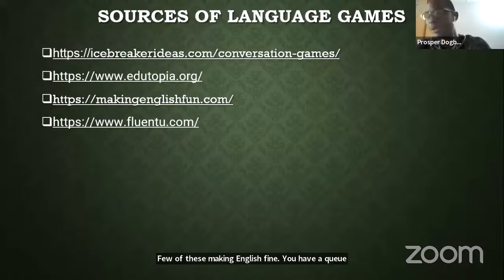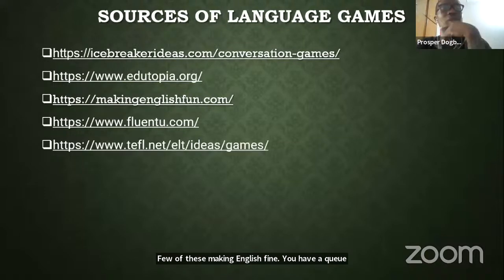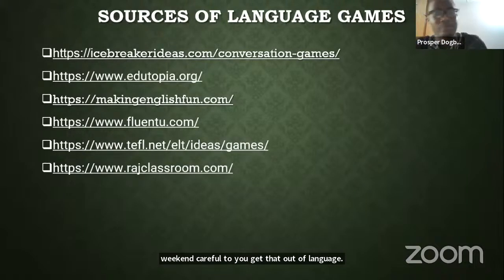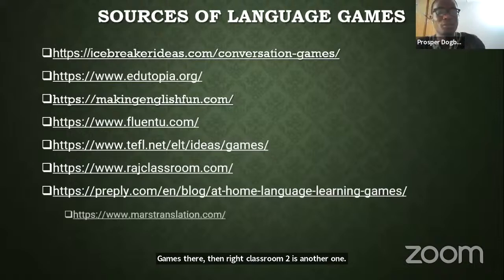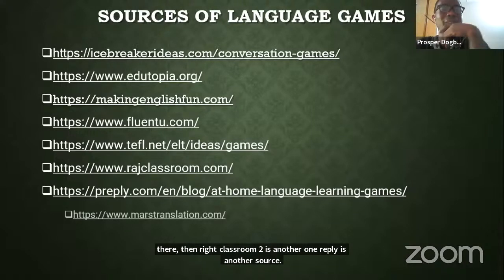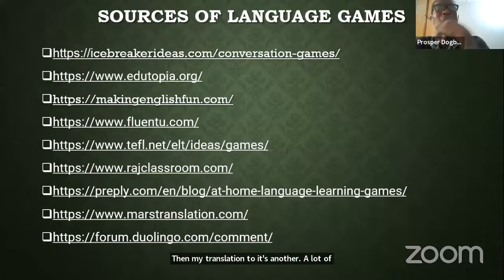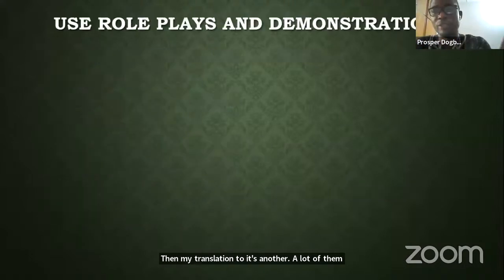Fluent2 is a very common platform where you get a lot of language games. TEFL2, you get a lot of language games there. Then Raj Classroom 2 is another one. Triply is another source. Then Mass Translation 2 is another source of language translation. A lot of them abound, which you can use in your lesson.